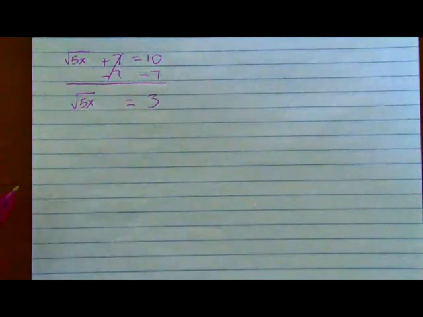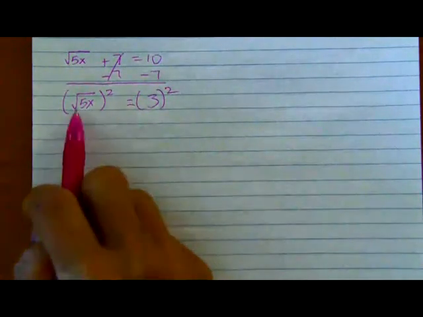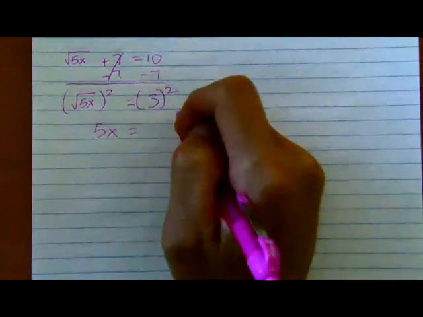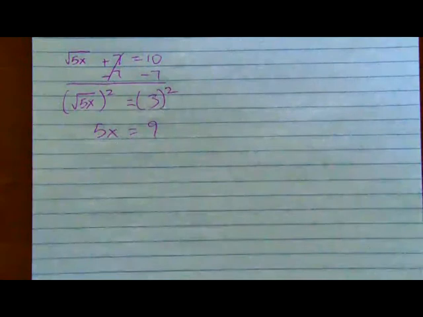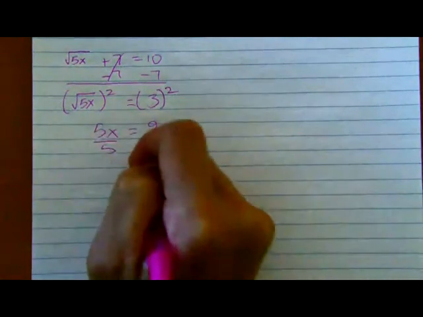We need to get rid of the radical. We'll square both sides. When we do that, that'll give us 5x. On this side, 3 squared is 9. And then we just divide by 5.